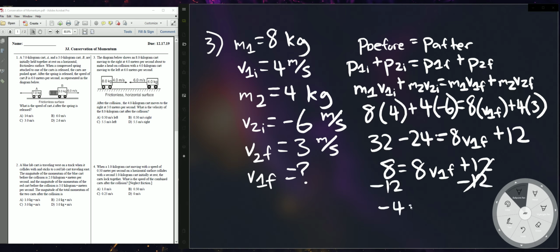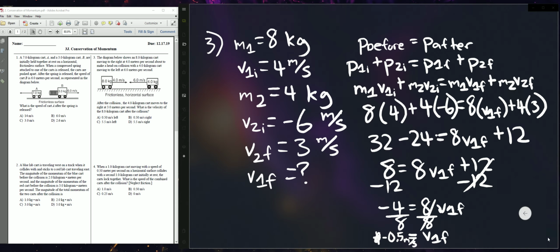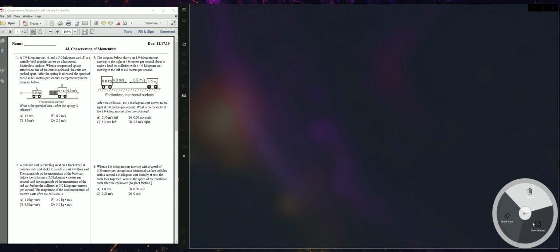So negative 4 is equal to 8 v1f, divided by 8, divided by 8, is negative 0.5 meters per second. So it's negative 0.5 meters per second. You know it's going to the left, so the answer is A.